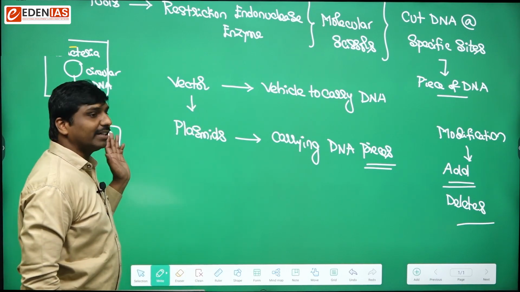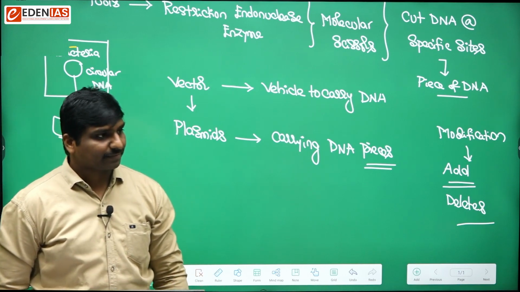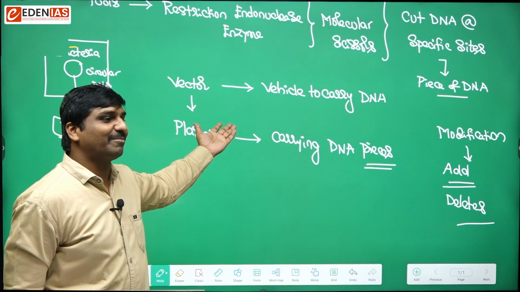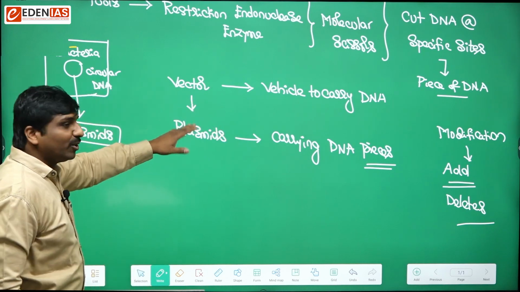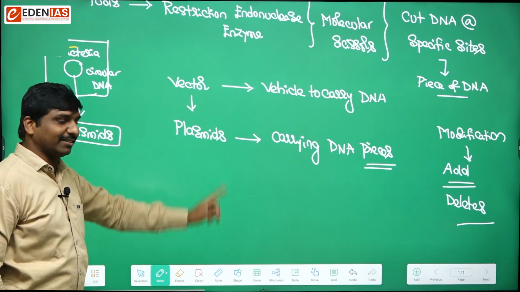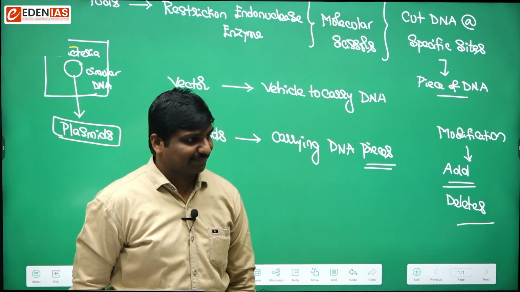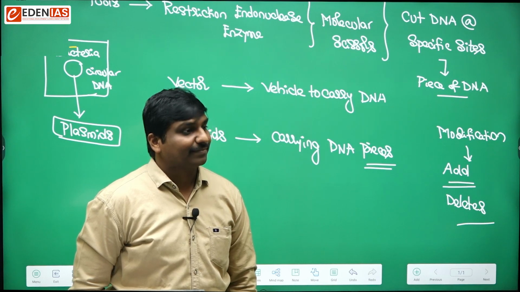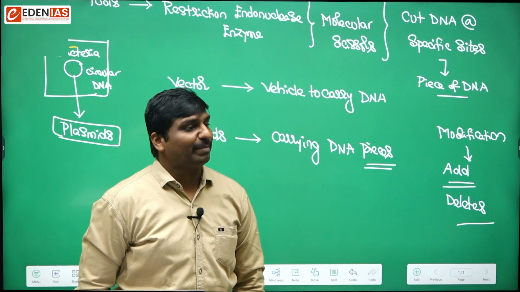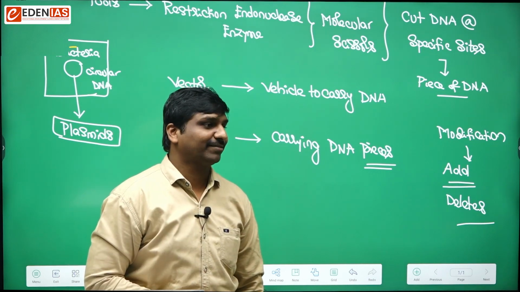Plasmid is a circular DNA. That is one and the same. We are using circular DNA as the plasmid. So that is one thing. They'll make sure that this process will happen. That's how they'll work.